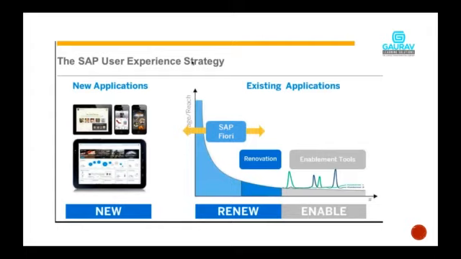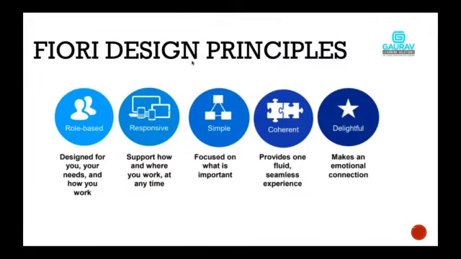Okay, so new means something which was not available in ECC, which are completely new apps. Renew means something which was already available, but new, improved screens are available now. And the third one is enable, which means the screens which are not available in both, but you can, as a customer, develop your own Fiori apps. Okay, so this is SAP's new user experience strategy. Let's go to the next one.